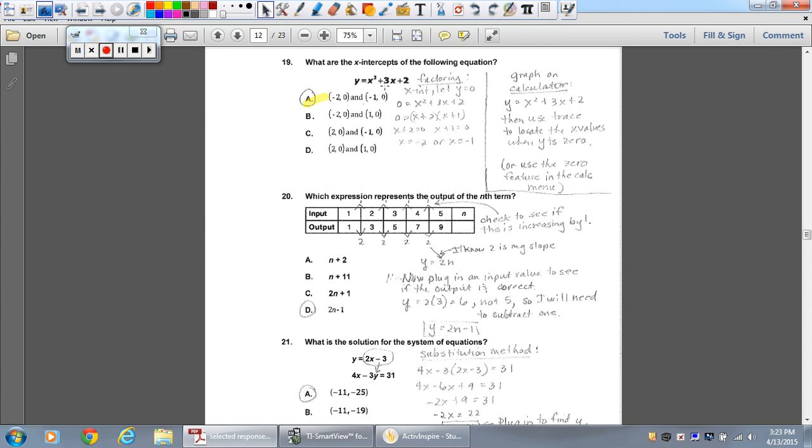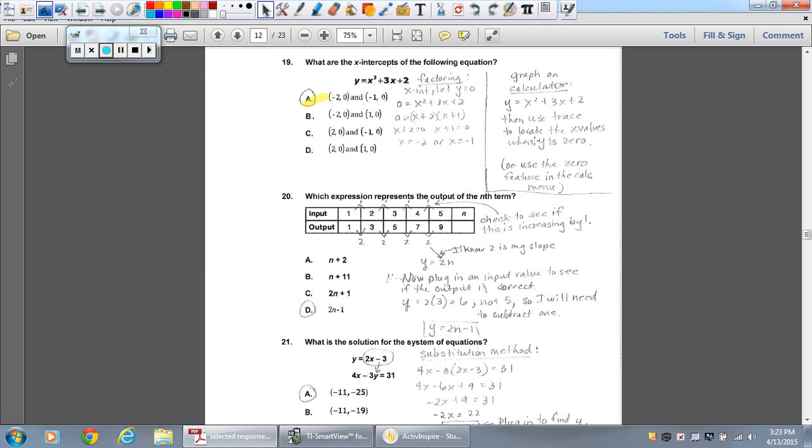Number 19, what are the x-intercepts? A couple ways you could do that. You could factor it. So if you're finding the x-intercept, you're letting y equal 0, and I factored it, set the factors equal to 0, and that gave me my two solutions. Now remember, those are the x-intercepts when y is 0, so that's why it's the coordinates (-2, 0) and (-1, 0). You could also graph it exactly as is in the calculator like we did before.